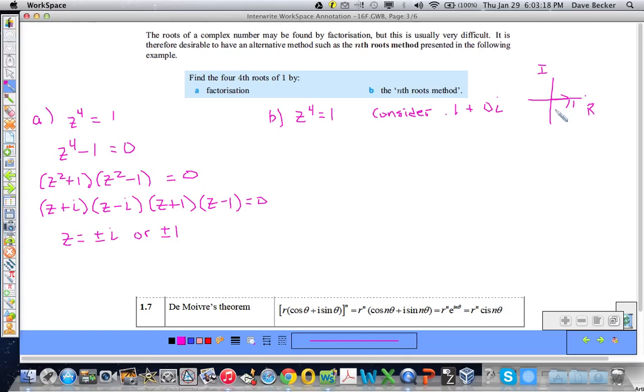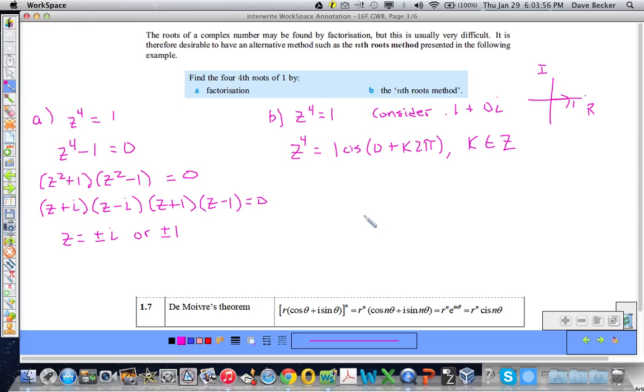And why is that important? Well, if z to the fourth equals 1, then I can rewrite it like this: 1 cis of (0 plus k2 pi). And it's understood in these types of situations that k is an integer. Hopefully you understand this. Cosine of 0 is 1, and of course, sine of 0 is 0.